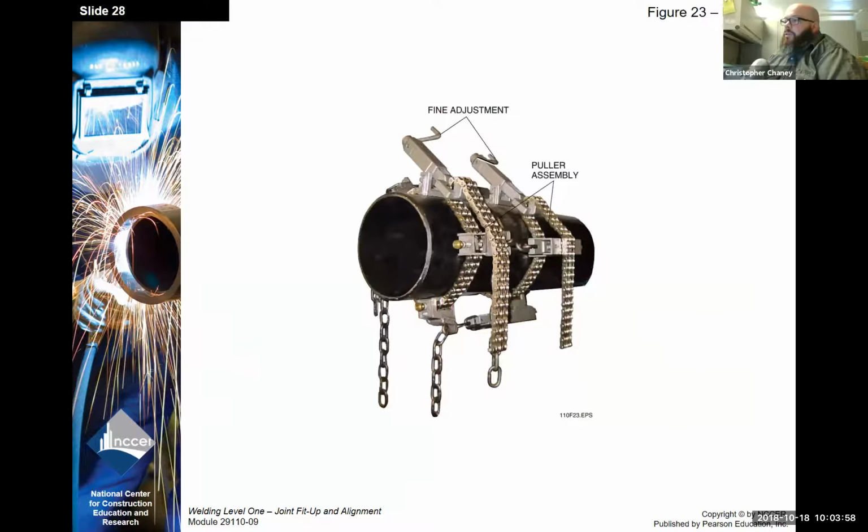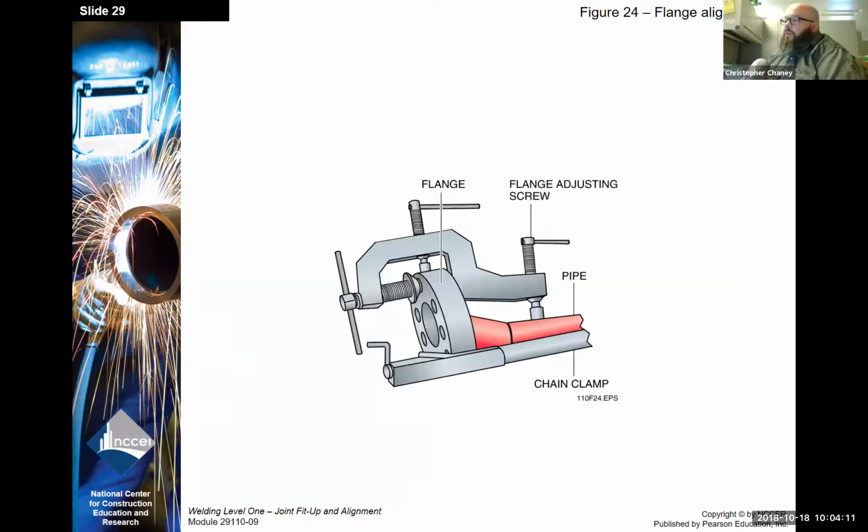This is actually a puller tool, and what can be done here is you get the two pipes clamped, and then there's pull bars so that you can pull the pipes together to get them into alignment. Here's a flange alignment tool, which clamps onto the pipe and then onto the flange to help line it up.